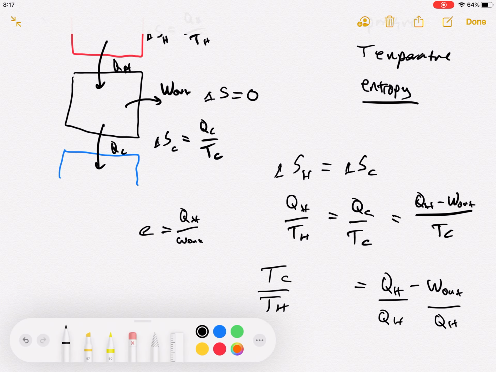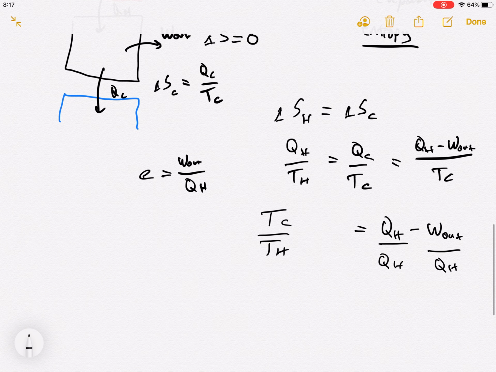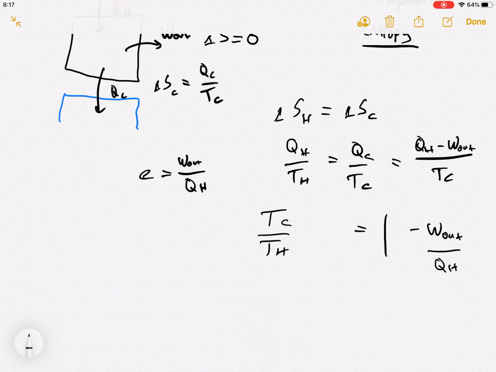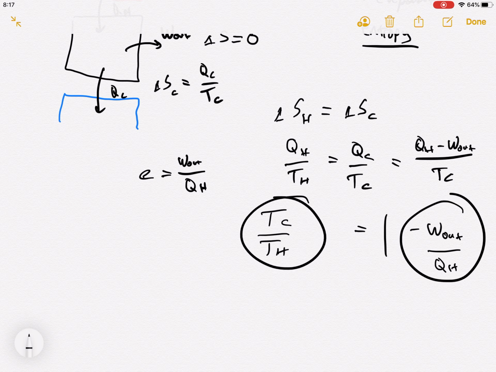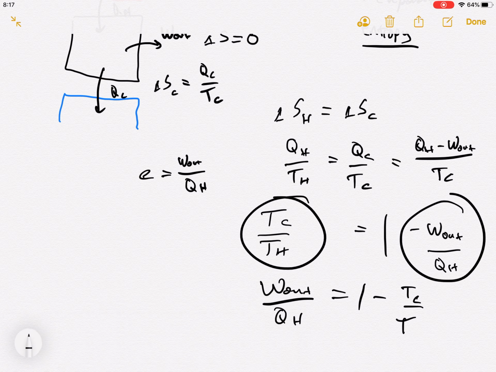Oh, here it is. I got it. That definition's wrong. This is work out divided by Q hot. Okay, all right. So this bit is 1. So then I could add this over and subtract this over. And what I get is work out divided by Q hot equals 1 minus T cold over T hot. That's exactly what we said it had to be. Right? And that's the efficiency maximum.